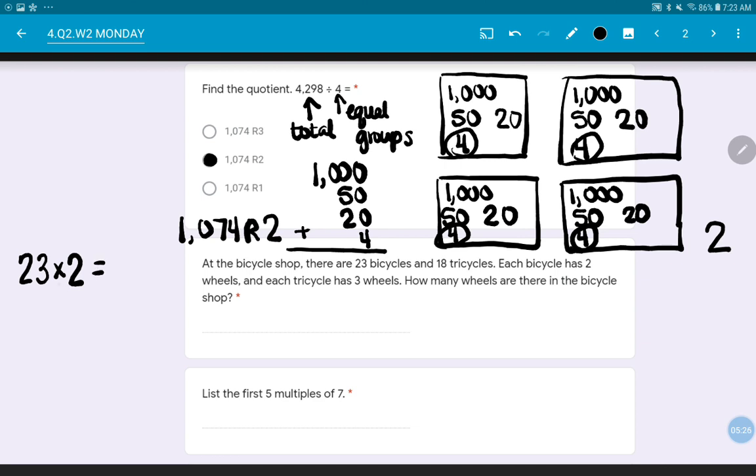I know that 20 times 2 is 40. And 3 times 2 is 6. So if I add those together, that gets me 46. There's 46 bicycle wheels. Then there's 18 tricycles. Tricycles have 3 wheels. So if I do 10 times 3, that gets me 30.